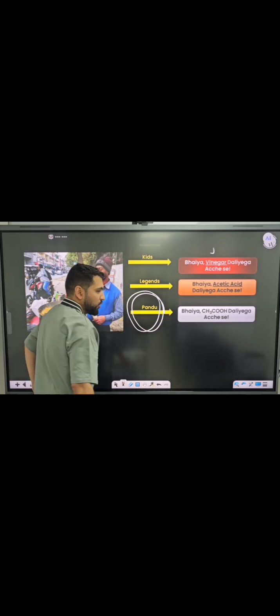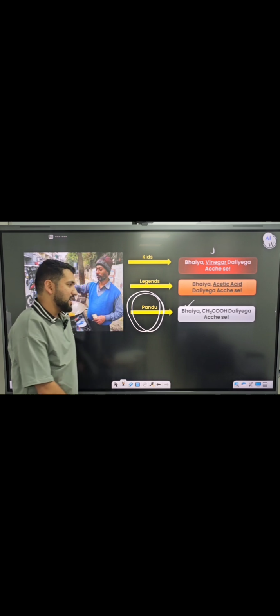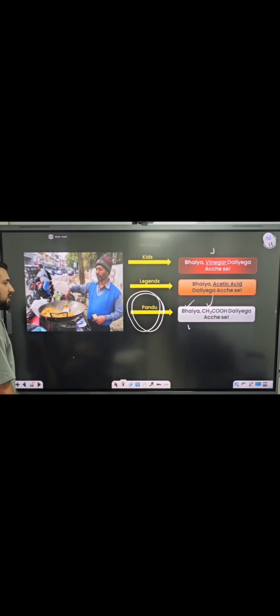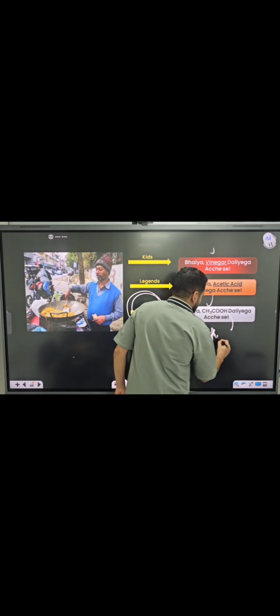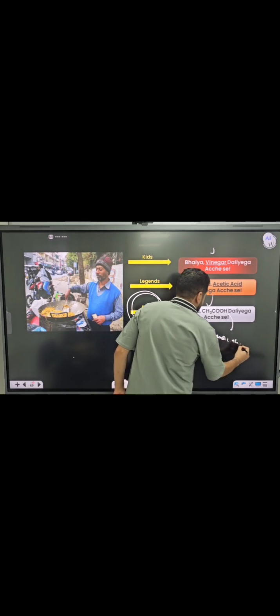And Pandu. You know who is Pandu? Yeah, let me know who is Pandu. Pandu will say, Bhaiya, CH3COOH दिलाइएगा अच्छे से, right? So either we call it vinegar, acetic acid, or CH3COOH. And this CH3COOH is what I'll be calling ethanoic acid, right? Ethanoic acid. Done and dusted.